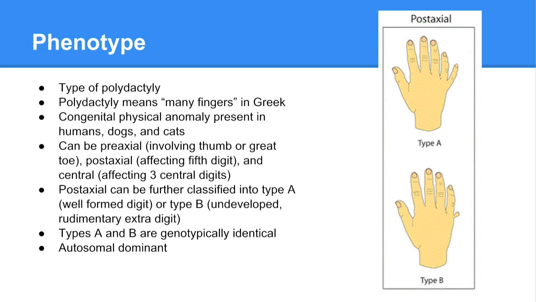The extra digits can be preaxial, which affects the side of the hand or foot with the thumb or big toe, postaxial, which is the opposite side, as well as central, which affects the middle digits. Polydactyly can be further classified into two types. Type A, which involves a full digit, and Type B, which is less than a fully formed digit. Both types can be the result of the same genotype. In general, alleles responsible for polydactyly can show an autosomal dominant mode of inheritance.